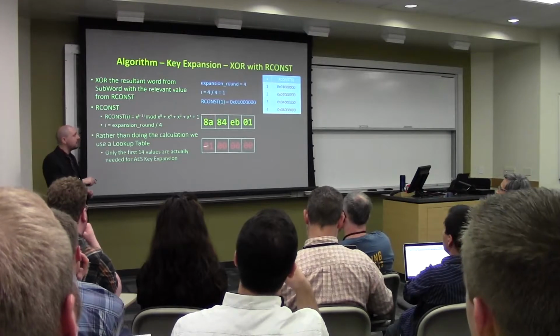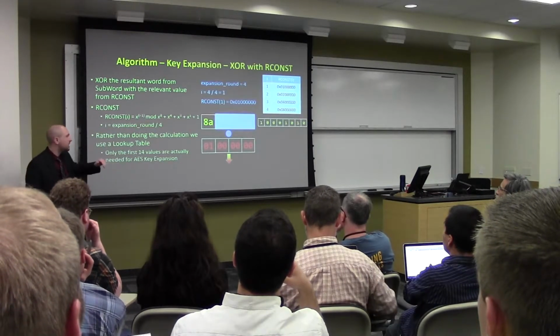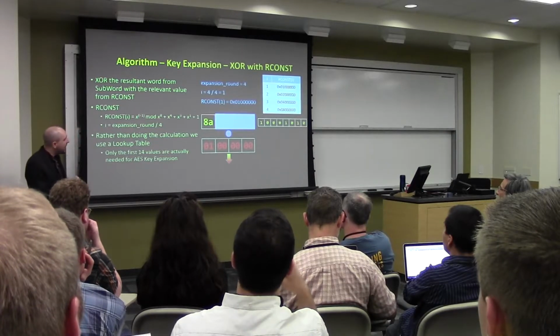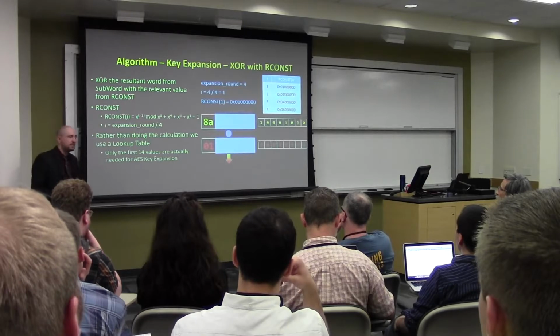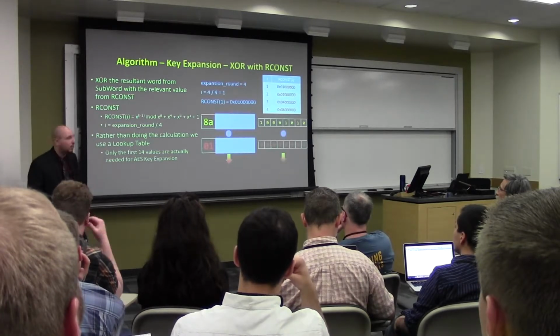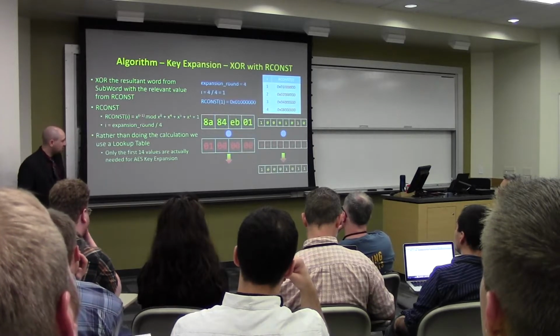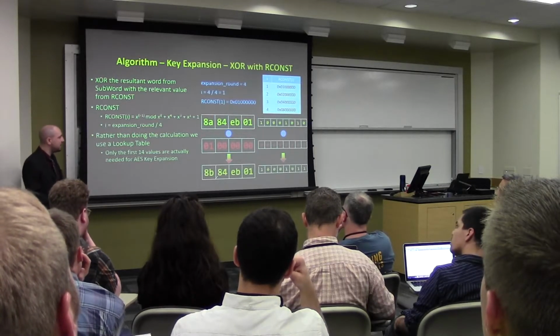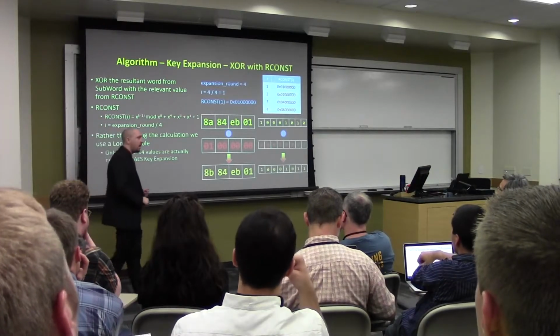What we're going to do in this step is we have our word that we're operating on. We have our rconst. We're going to XOR them. To make it a little easier, I just mask off the bits that I don't care too much about right now. 8a maps out to this in binary. 01 maps out to this in binary. We perform the exclusive OR operation, and we ultimately end up with our result. In this case, 8b is what changed here. And this is our XOR with rconst.